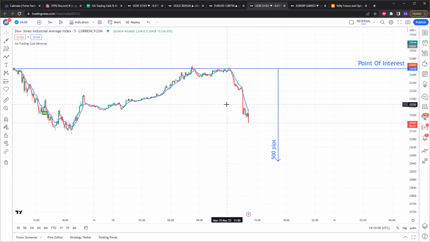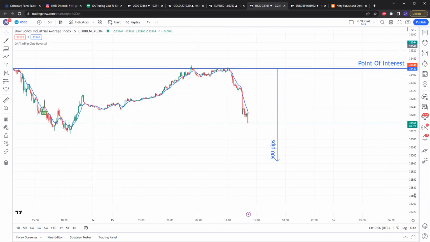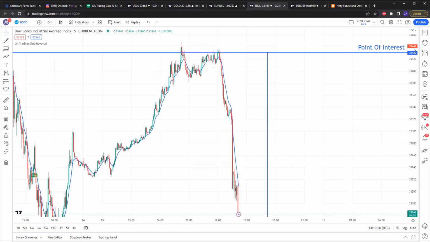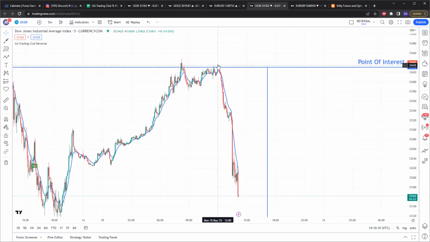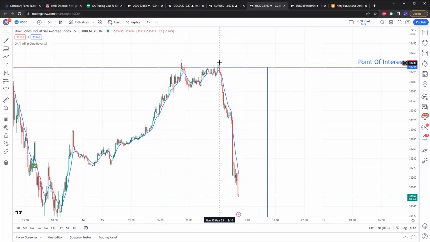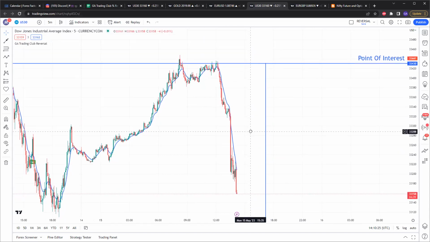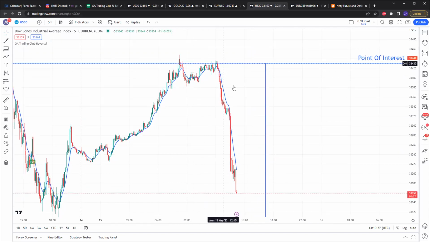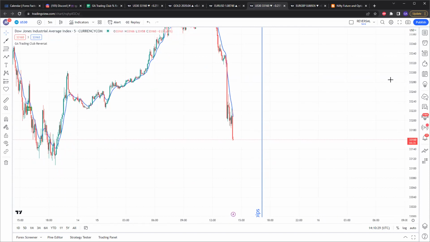That's all. We do not want a repeat. This is why we have a point of interest. If in doubt whether a trend is still valid or not, always look at your point of interest. Your point of interest will always tell you when a trend will be invalidated. So the only time this trend will be invalidated is when we have a repeat of this. But so long as we do not have a repeat of this, the trade or the entry is still valid.